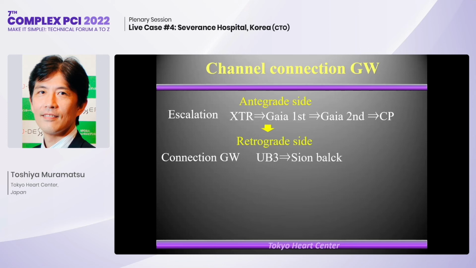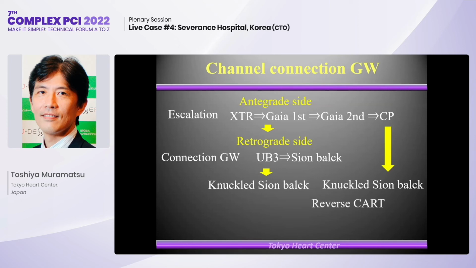The connection guide wire is at first the Ultimate Bros 3, and sometimes the SION black. And if we fail, we try to use a knuckle shape with the SION black. And also on the antegrade side, we try a knuckle SION black, and try to successfully do the reverse CART and finally externalize with the RG3.